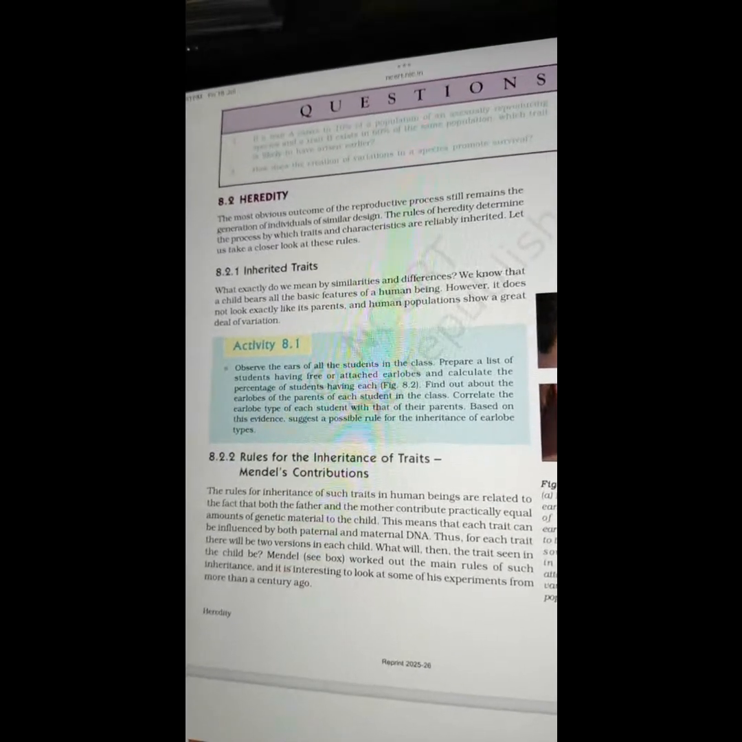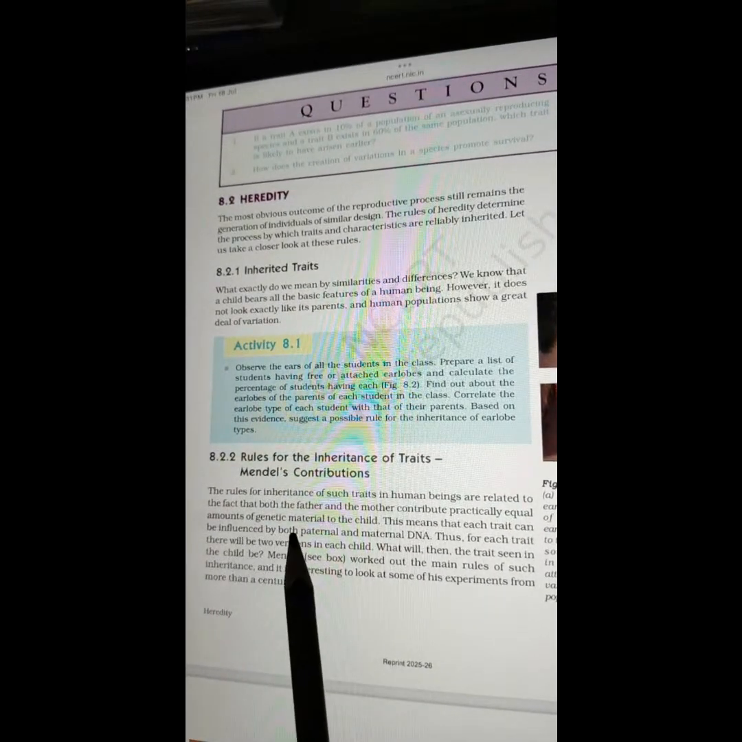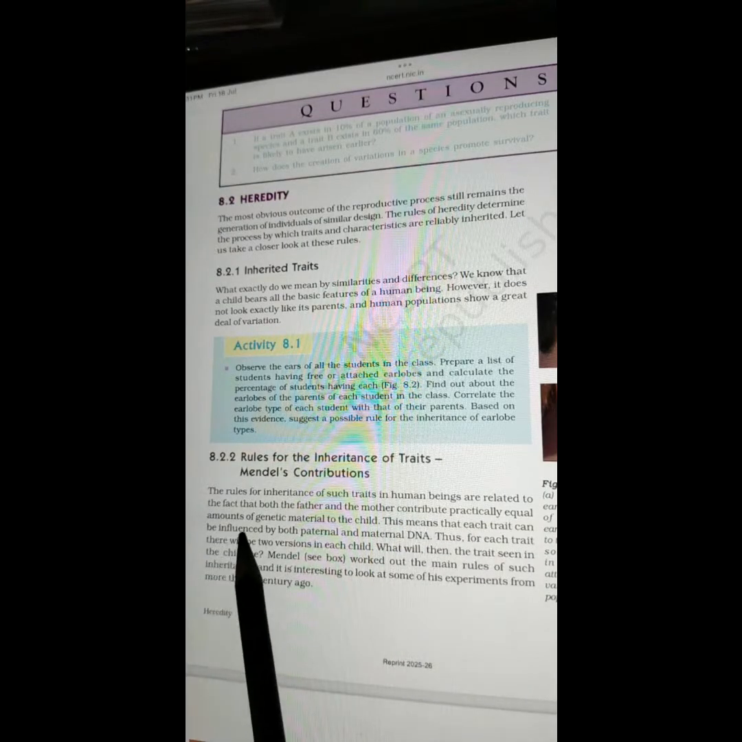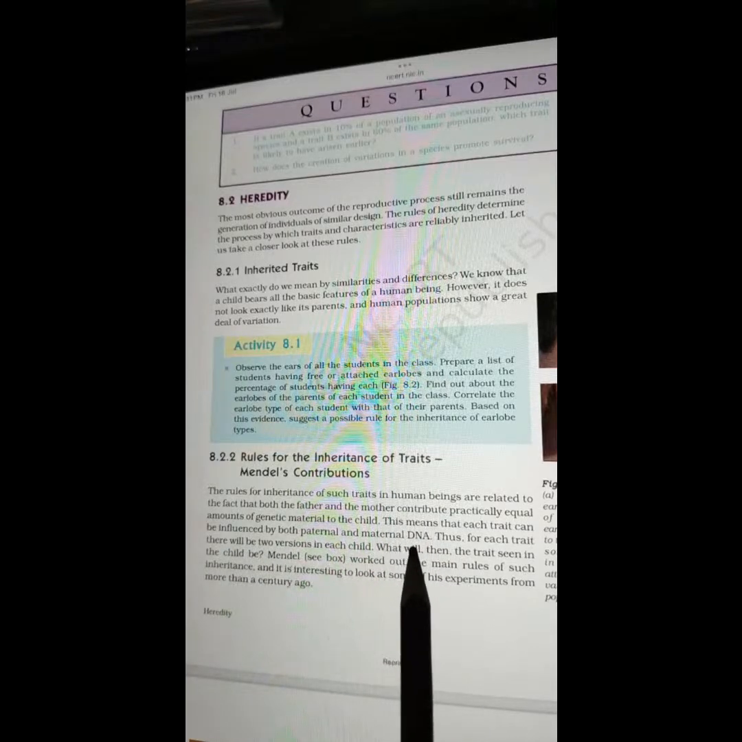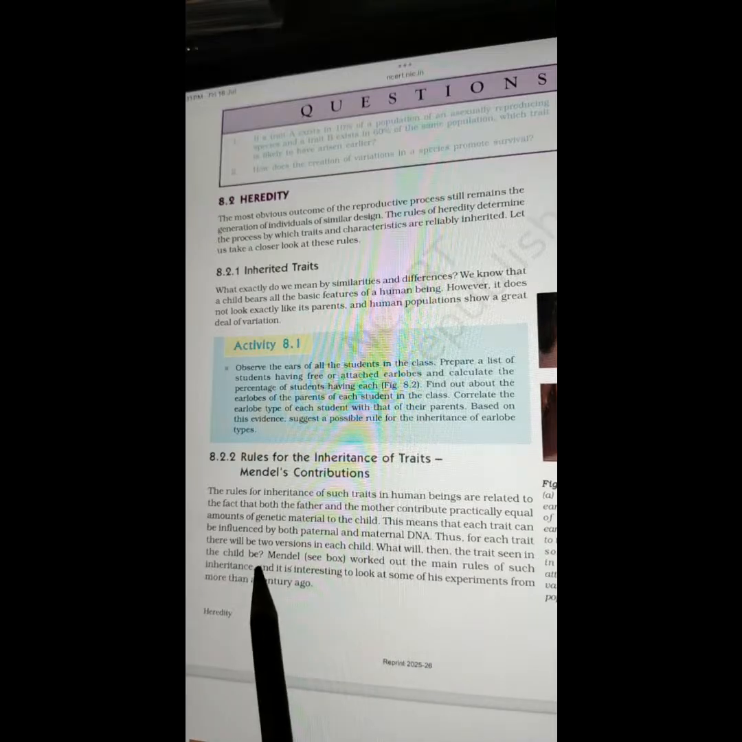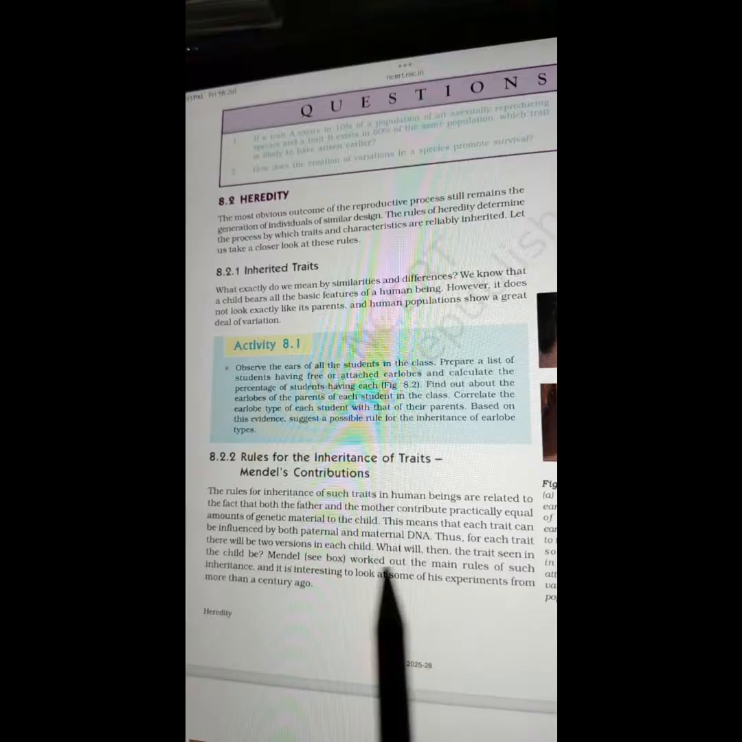8.2.2 Rules for the inheritance of traits, Mendel's contributions. The rules for inheritance of such traits in human beings are related to the fact that both the father and the mother contribute practically equal amounts of genetic material to the child. This means that each trait can be influenced by both paternal and maternal DNA. Thus, for each trait, there will be two versions in each child. What will then be the trait seen in the child?